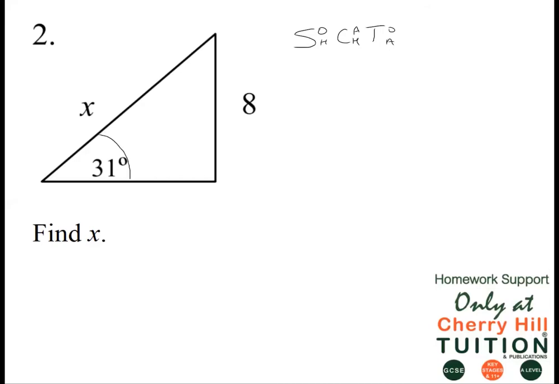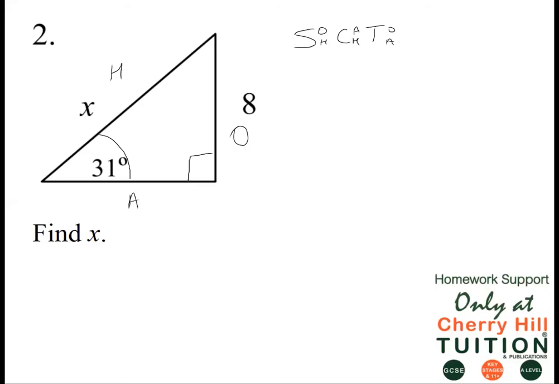The next thing that we should do is label our triangle. So the side opposite to the right angle and also the longest side is the hypotenuse. The side that's opposite theta, which is 31 degrees, is our opposite, and this is our adjacent.